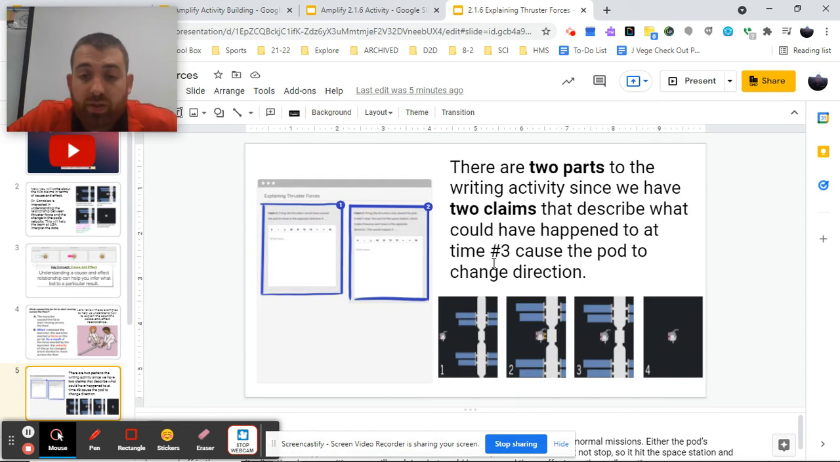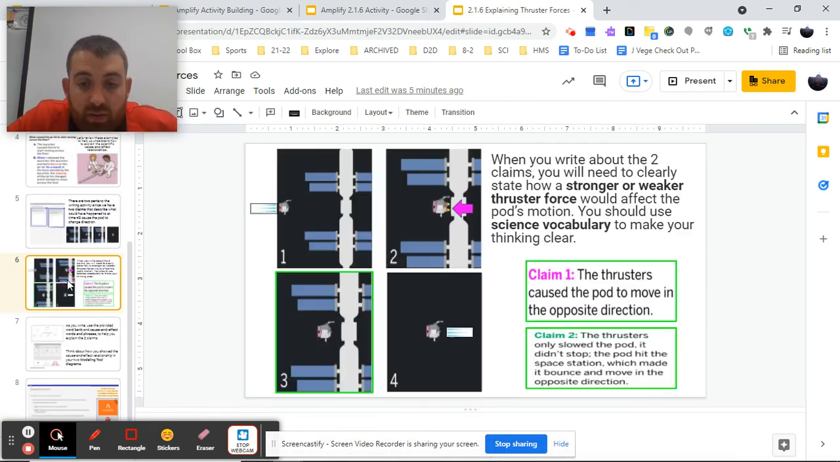Your job is going to be to do that for two parts, two specific claims that we've looked at to describe what could have happened at time number three. So, this point here, when the pod changed direction, we lost that signal. To do that, we have to think about writing our two claims and clearly stating how strong or weak thruster force would affect the pod's motion. So, strong and weak force is the cause, and the pod's motion and velocity is the effect. We should be using our scientific vocabulary to explain both of these claims.